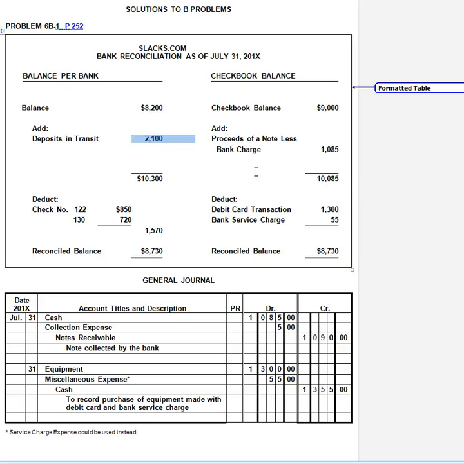So apparently the total proceeds from the note were 1090, but there was a $5 collection fee. So we only want to see 1085 up here. All right. We could show the 1090 and then subtract the 5 down here. We could show plus 1090 and minus 5 as a bank charge, but we'll let it go as it is.